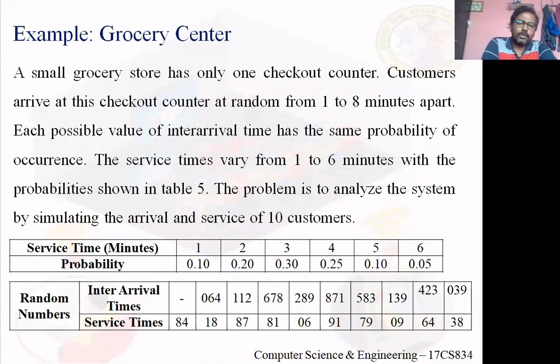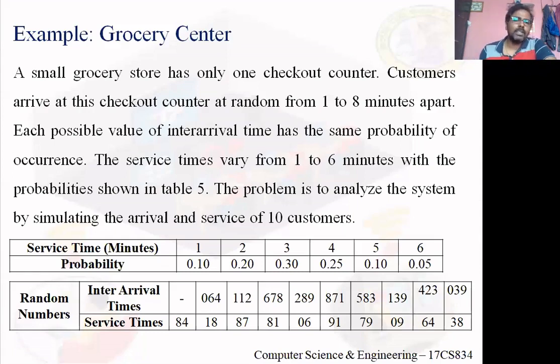Now, I've given random numbers. I'm simulating for 10 customers. I've given 9 random numbers for inter-arrival times. The first is 64, next 112, 678, 289, 871, 583, 139, 423, 039. Through these random numbers, I need to identify the inter-arrival time, whether it's 1, 2, 3, 4, 5, 6, 7 or 8.